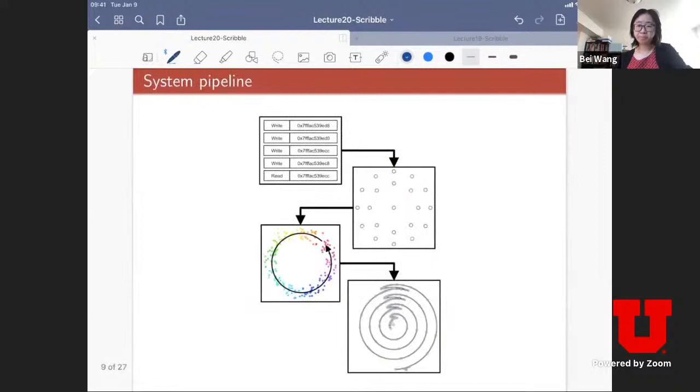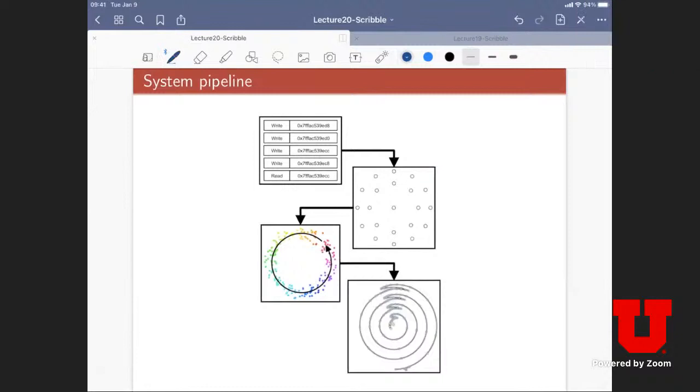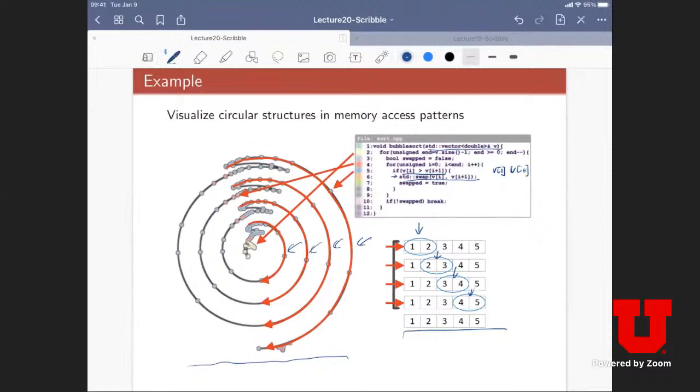What is my pipeline? So remember I said, on the previous diagram, as you travel along the circle, that's increasing in time, and each blip, is it a memory access?